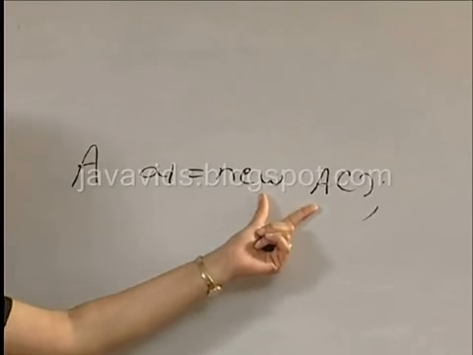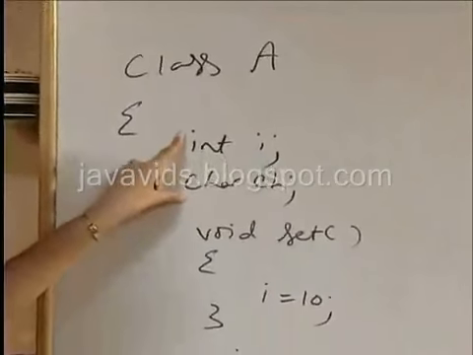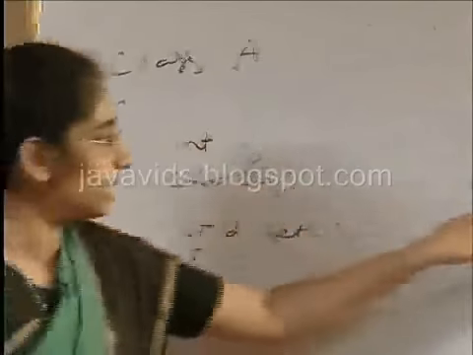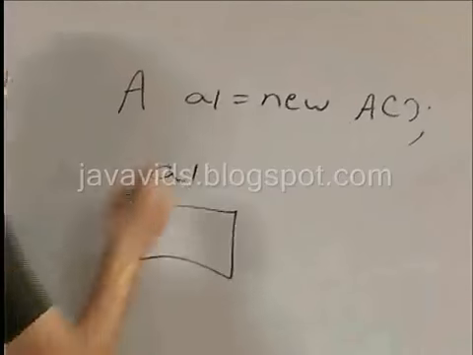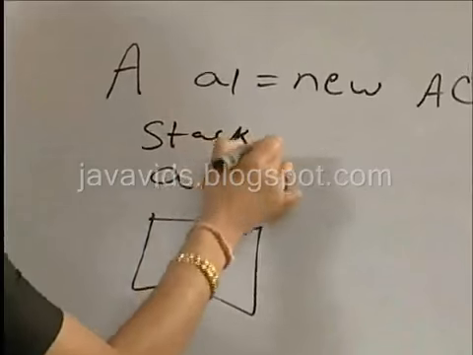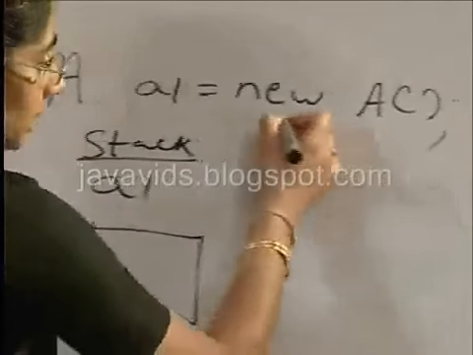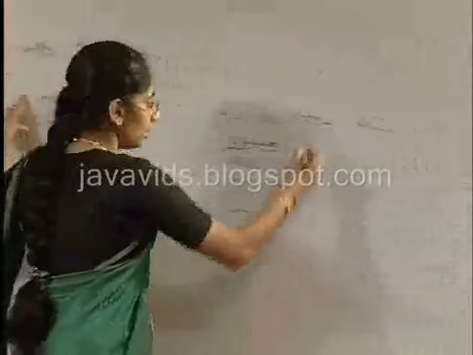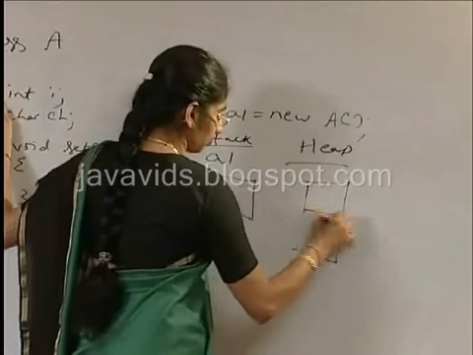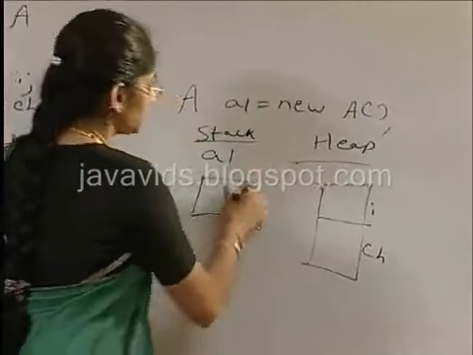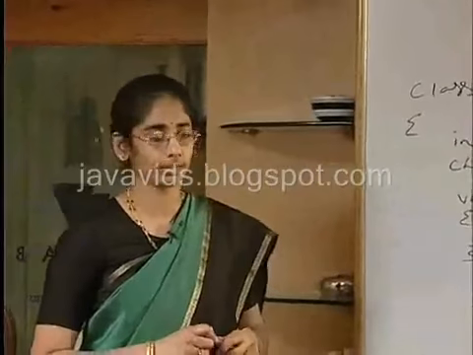When you create an instance of a class, memory is allocated for the variables that are defined in the class. So this A1 gets a memory on what is called the stack. When you say new A, memory is allocated for these variables on the heap memory, and this A1 would be pointing to this heap memory. Okay?